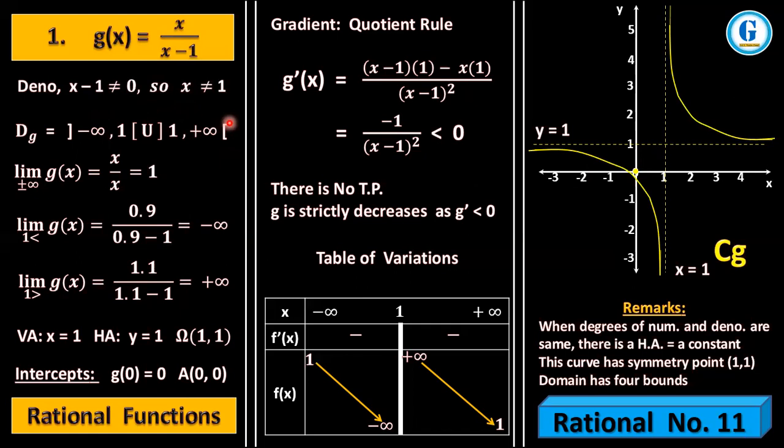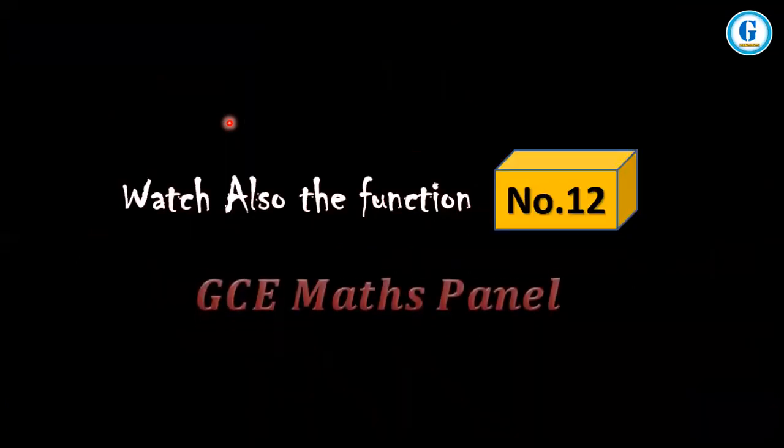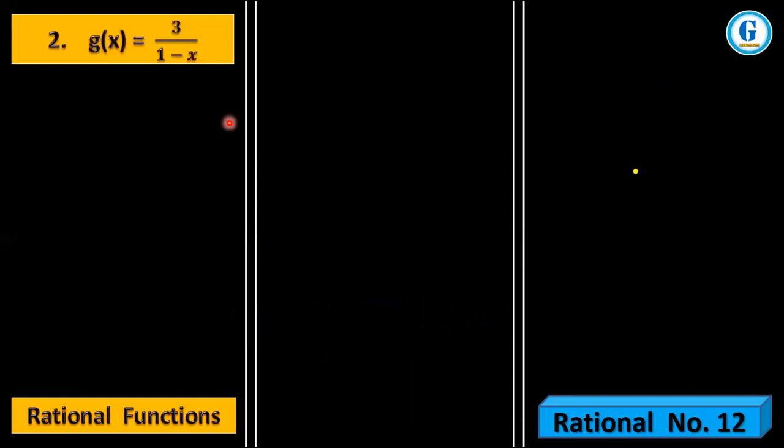We are moving now to the next question, the second function. So the second function is this. This is what we were just explaining. If you look at the degree of the numerator here, it is 0, x to the power 0. The degree of the denominator here is 1, that's x to the power 1. In short, the degree of the denominator here is higher than that of the numerator.